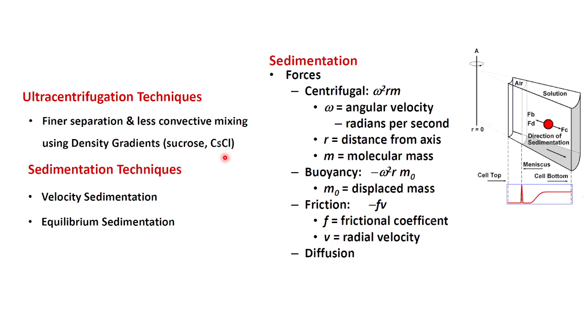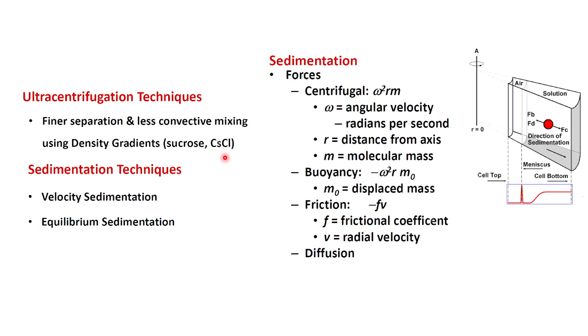Okay, so there is a centrifugal force which is acting, and also you have the buoyancy force, the frictional force, and the diffusion which also occurs. Your buoyancy is −ω²rm₀, where m₀ is the displaced mass, and the friction is −fv, where f is your frictional coefficient and v is the radial velocity.